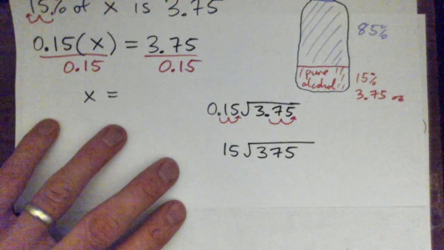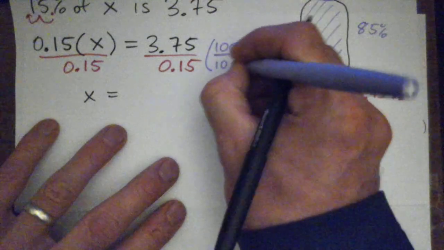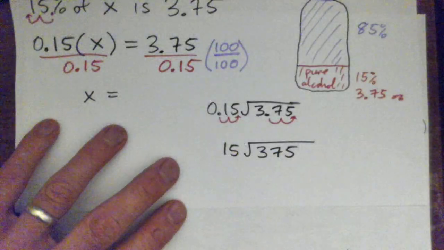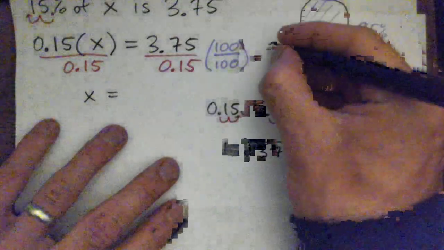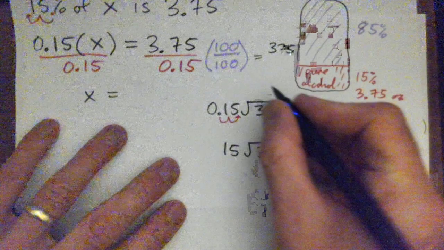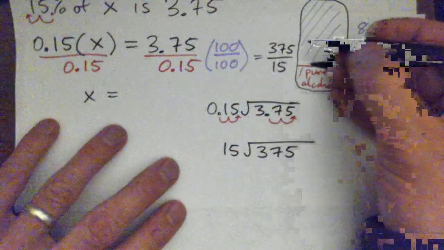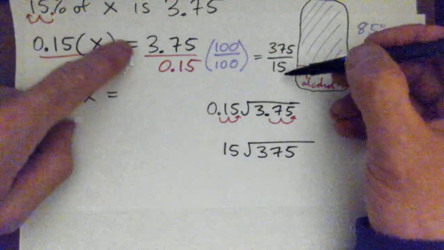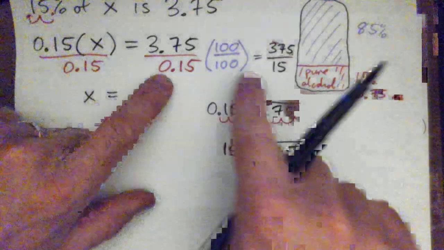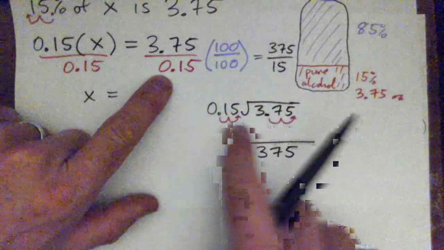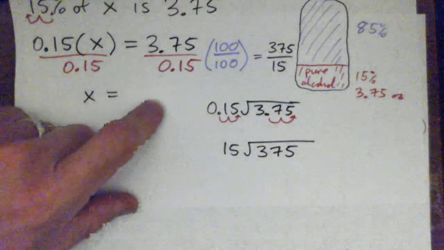And what we just did there was we multiplied the top and bottom of this fraction by 100. And we created an equivalent fraction. 3.75 times 100, 375. 0.15 times 100, 15. We created an equivalent fraction. So 375 over 15 is the same thing as 3.75 over 0.15. Right? So when we moved the decimal point 2 spots to the right in here, we actually multiplied by 100 over 100. Does that make sense?